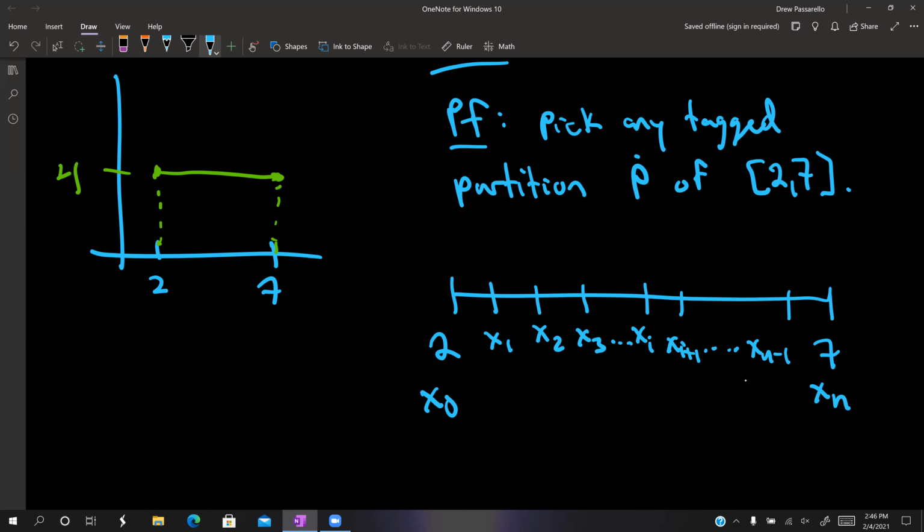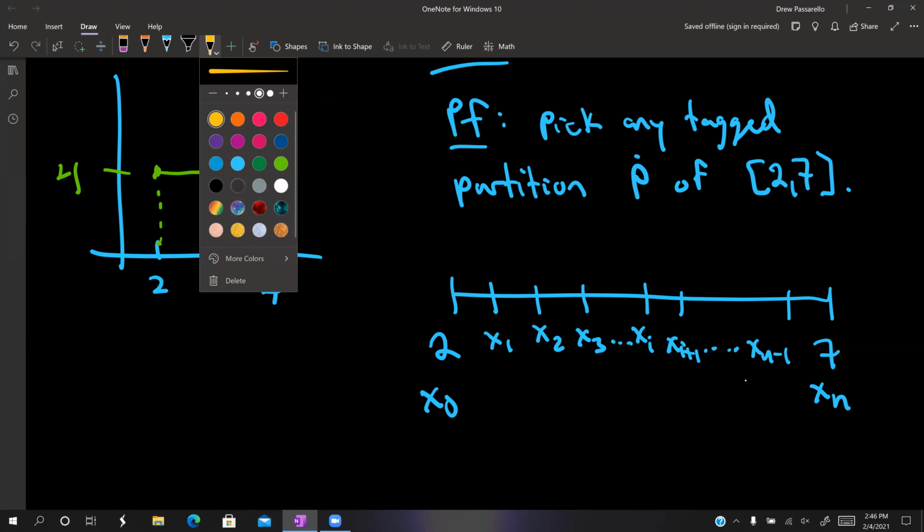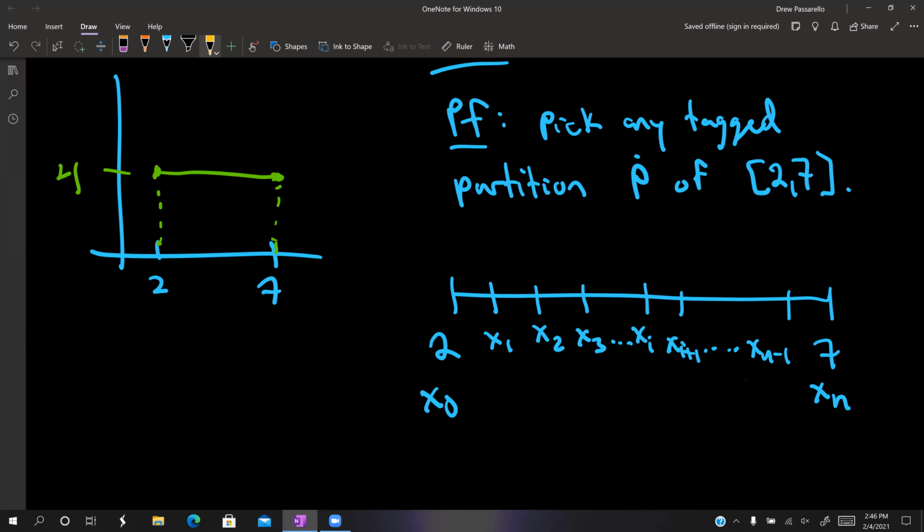And so I choose a tag, pick a tag from each of these. It doesn't matter whether I use the left endpoint, right endpoint, or anything in between. So I could choose this as a tag, this as a tag, this as a tag, and so forth until I get to all these values. So I'm picking a tag partition, so these are my tags.